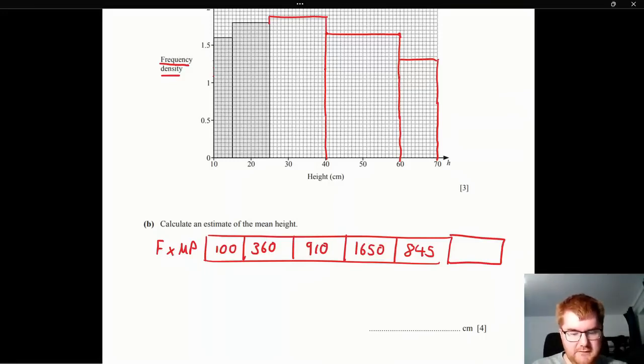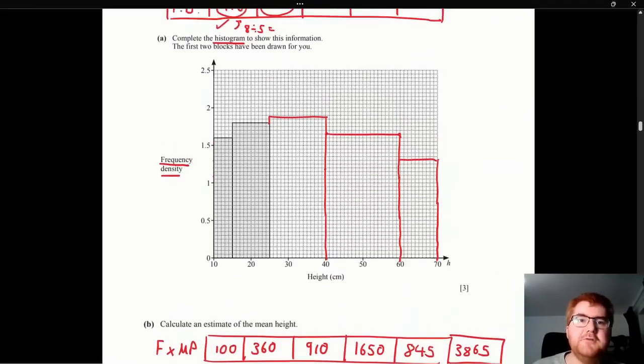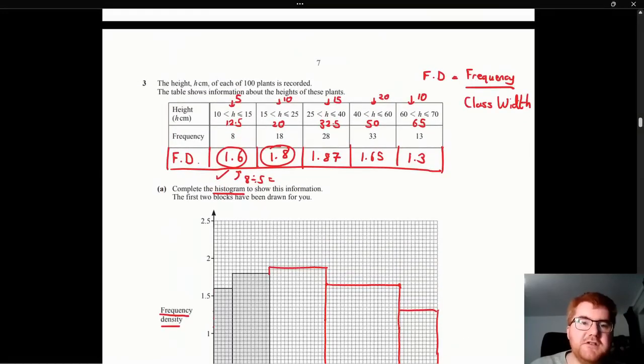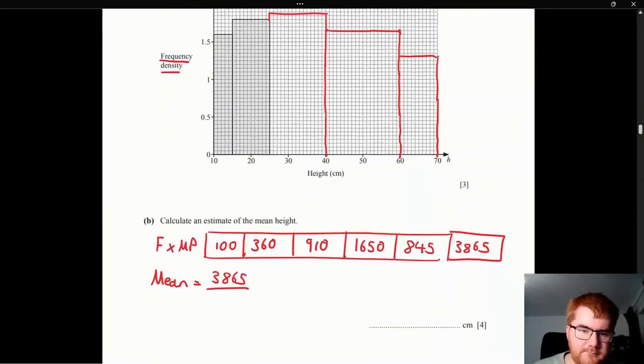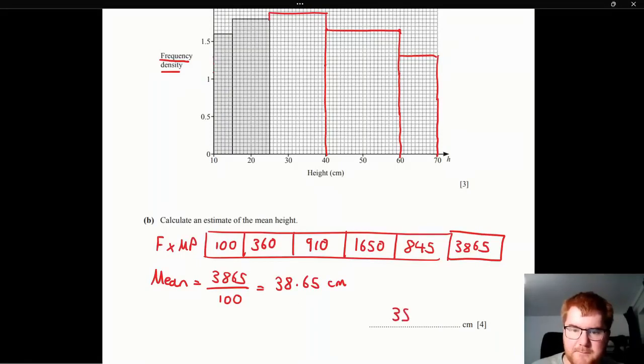150 plus 845. That gives us 3,865. And to work out the mean here, or the estimate of the mean, we do 3,865 divided by the total number of plants, which is equal to 100. That keeps our life easy. And if we divide that by 100, we get 38.65 centimeters as our estimate.